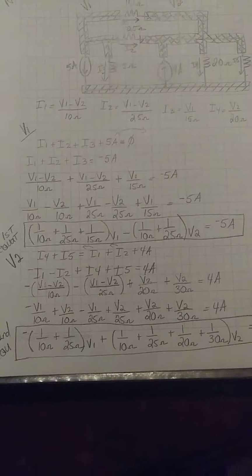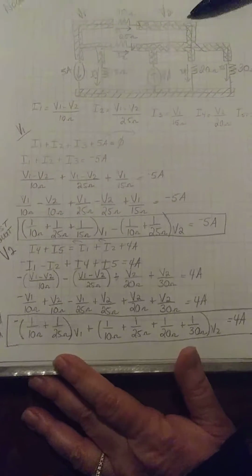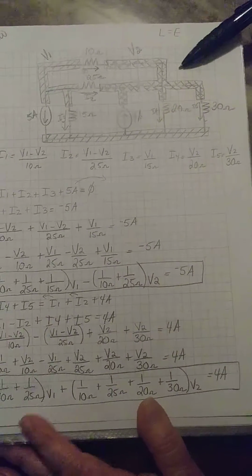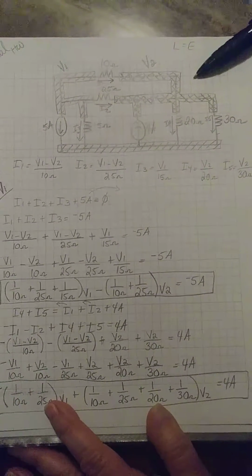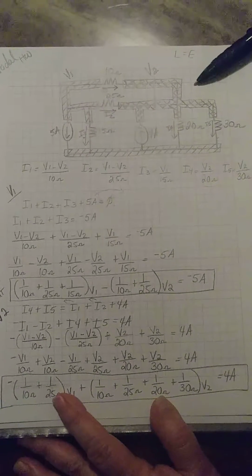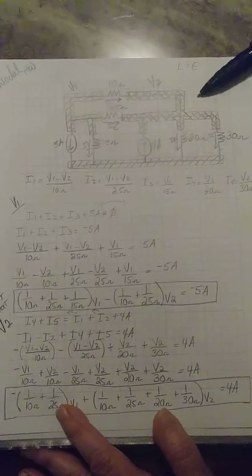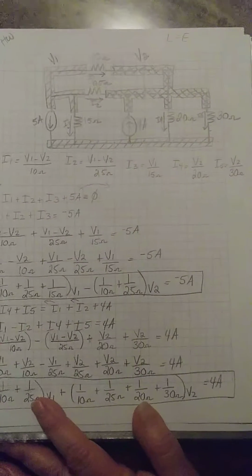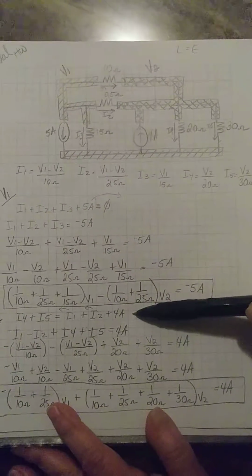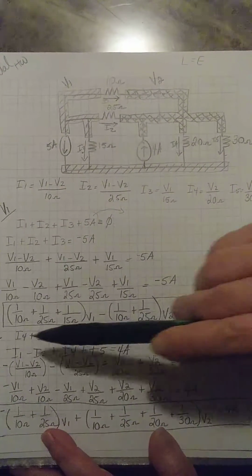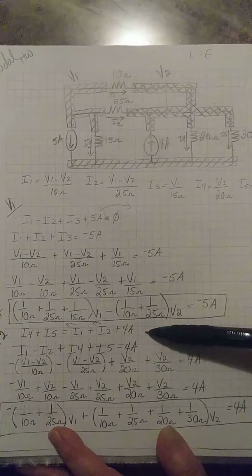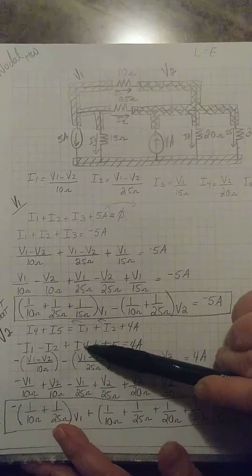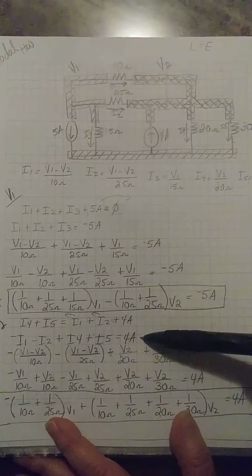Okay, the next equation is for V2. What is leaving V2 is I4 plus I5. Take a look at that. What is entering is I1, I2, and 4 amps. It's going in that direction. We fix up our equation down here, put the currents on the left, the I's, and then the regular current on the right. So now we have negative I1 minus I2 plus I4 plus I5 equals 4 amps.